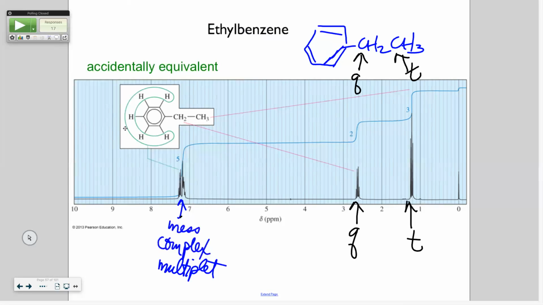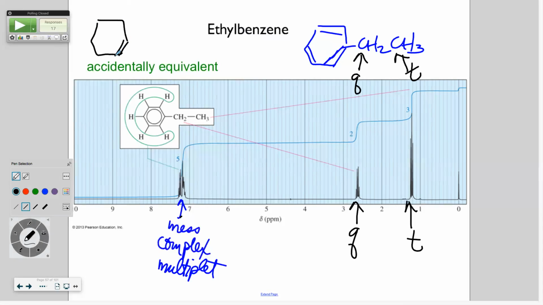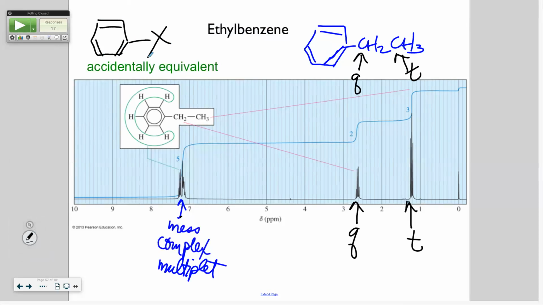So anytime you have a benzene ring where you have 5 hydrogens, and you have something here, I'll just put X for anything, all 5 of those are going to pretty much come together on top of each other, okay? Even though they are different hydrogens. There are 3 kinds of hydrogen there, but you're only going to get one area where there's going to be peaks, okay?